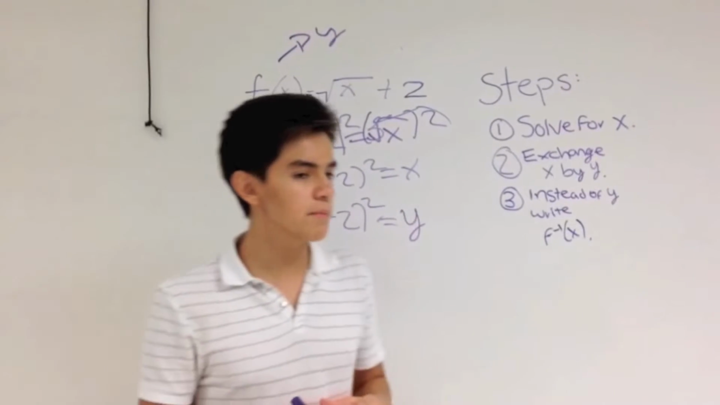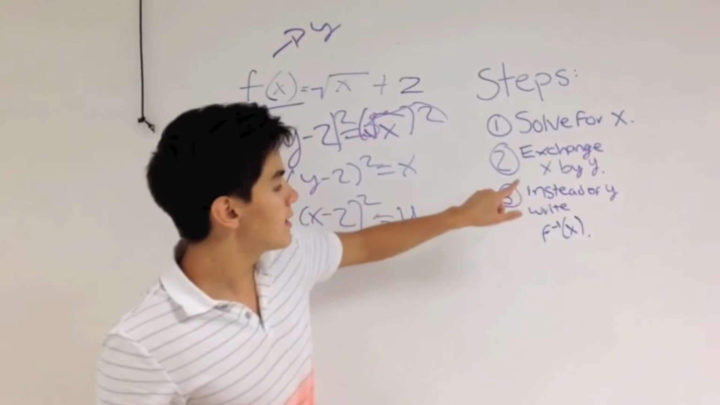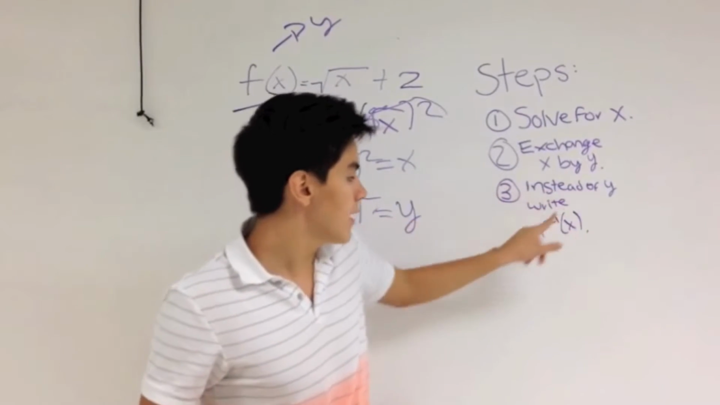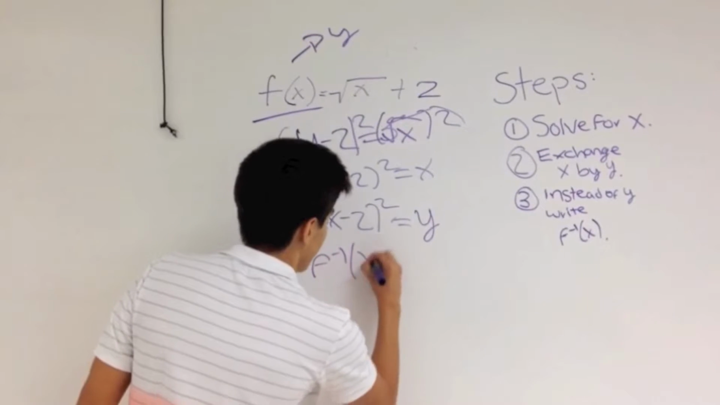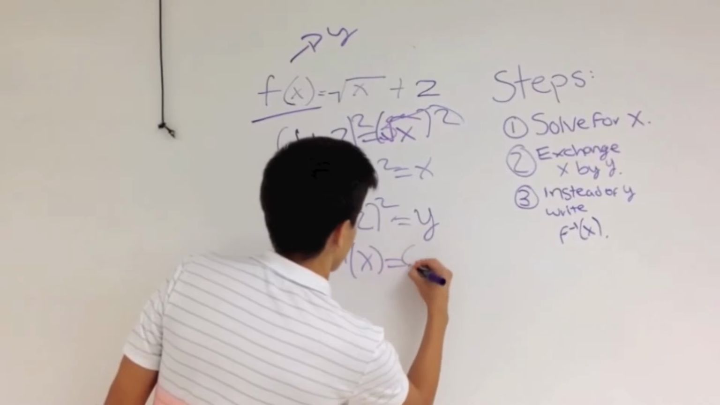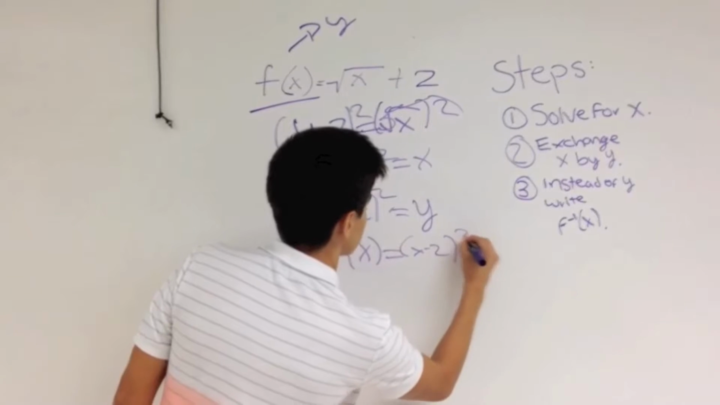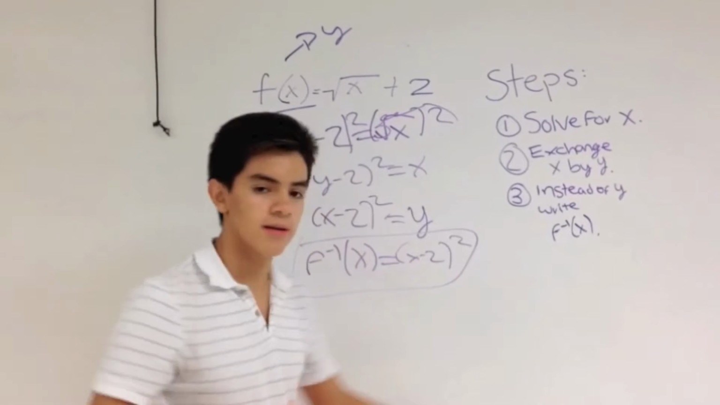And the third step will be to write down, instead of y, f minus 1 of x. So you do that, f minus 1 of x equals x minus 2 to the square, and that's your answer.